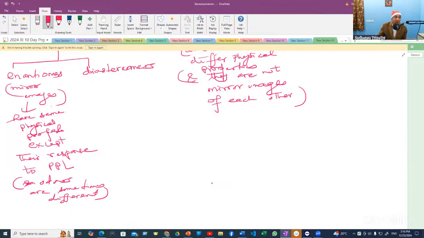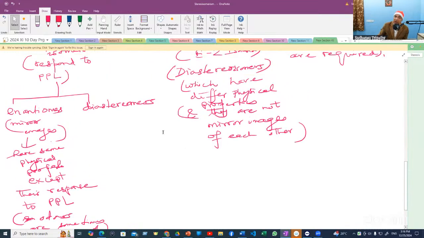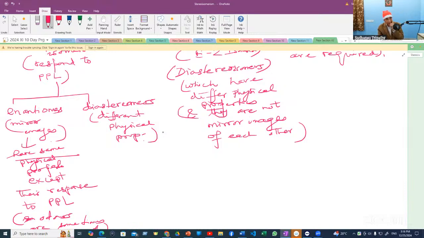In optical variety, you can also find diastereomers which have different physical properties, but they are not mirror images. Their boiling points, melting points, all are different, like geometrical isomers. Enantiomers have the same physical properties; they're mirror images. Diastereomers are not mirror images. Well, I'll give you examples of each type.